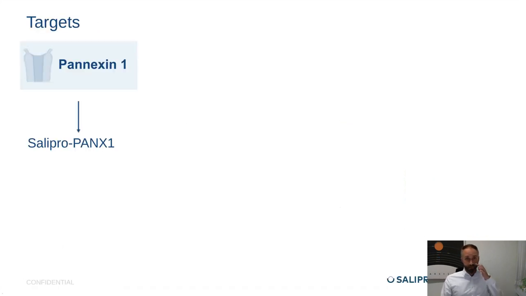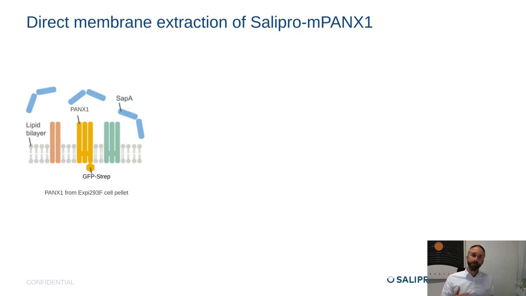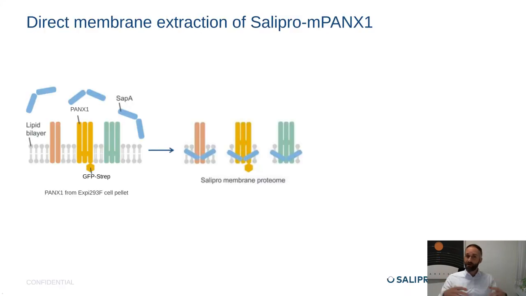So the first target that we started working with is an ion channel called Pannexin. When we received the cell pellets, this is basically an overview of what we call DirectMX, or direct membrane extraction. Here we have the cell membrane with Pannexin that contains a strep tag and a GFP, but there are also other membrane proteins that you can see. In the first step, we add the scaffold protein to the cell membrane, and in the second step, this extracts all of the membrane proteins. This is what we call the Salipro membrane proteome, because we have all membrane proteins extracted.